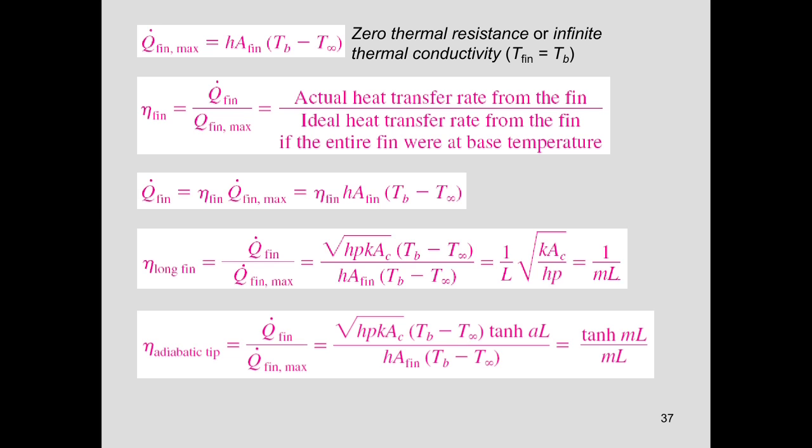Okay. Now the adiabatic fin tip condition. For the adiabatic fin tip condition, we have the actual heat transfer rate divided by the maximum possible heat transfer rate, which is equal to square root of h P k A_c multiplied by T_B minus T infinity times hyperbolic tan of mL, divided by h A of fin times T_B minus T infinity. And if we solve this, we get hyperbolic tan mL divided by mL. So this is the efficiency for the adiabatic fin tip condition.